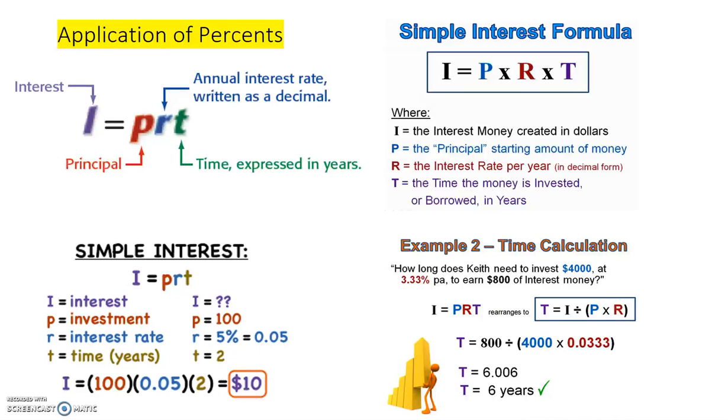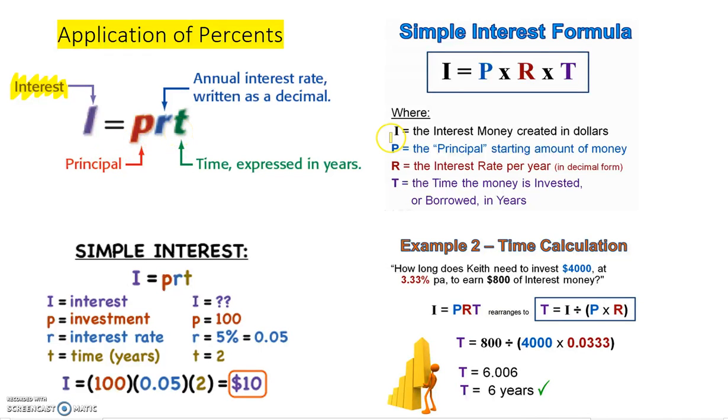Basically, what are some common ideas or formulas where we use percent? The first one we'll talk about is when we're trying to find interest. And it's a pretty straightforward formula. Interest equals principal times rate times time.